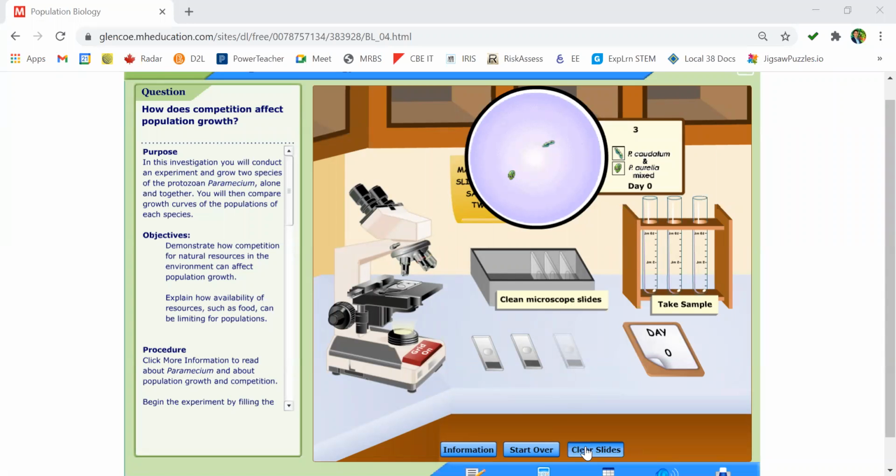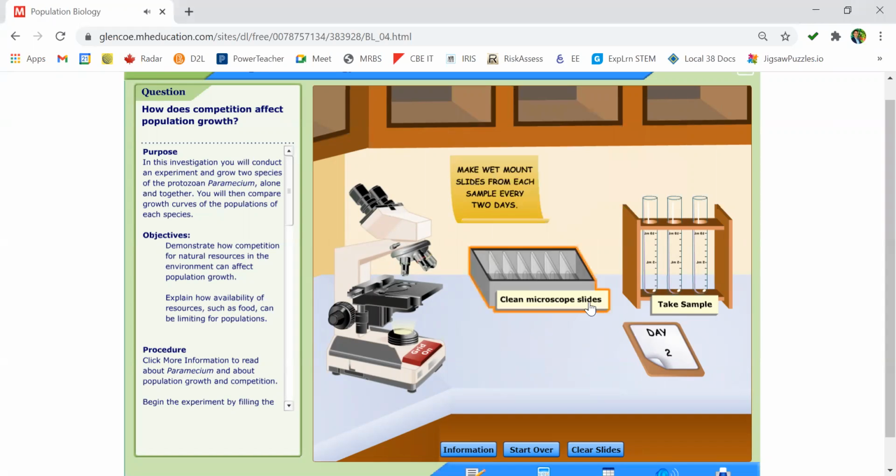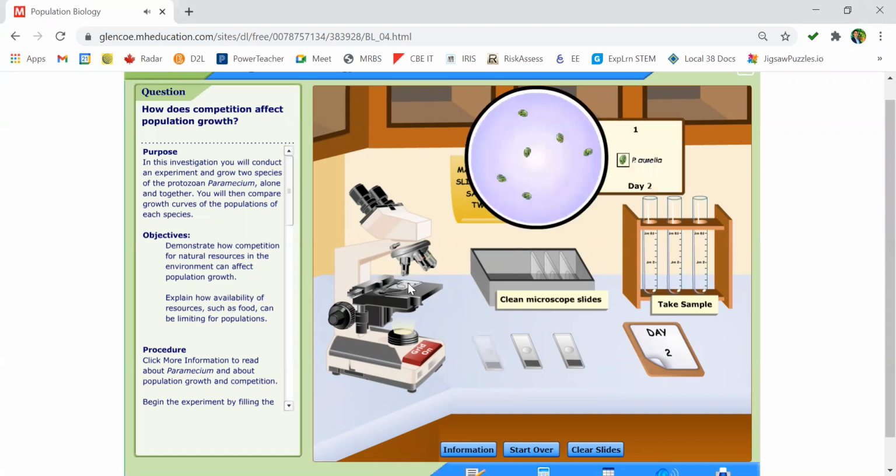Let's continue. We'll clear off the slides, advance by 2 days, obtain clean slides, and take clean samples. In our first test tube, we now see there are 6 Paramecium aurelia cells per milliliter when grown individually. There are also 6 cells of Paramecium caudatum per milliliter when grown individually. Now we're going to pause the video so that you can count the number of Paramecium aurelia cells and the Paramecium caudatum cells per milliliter.